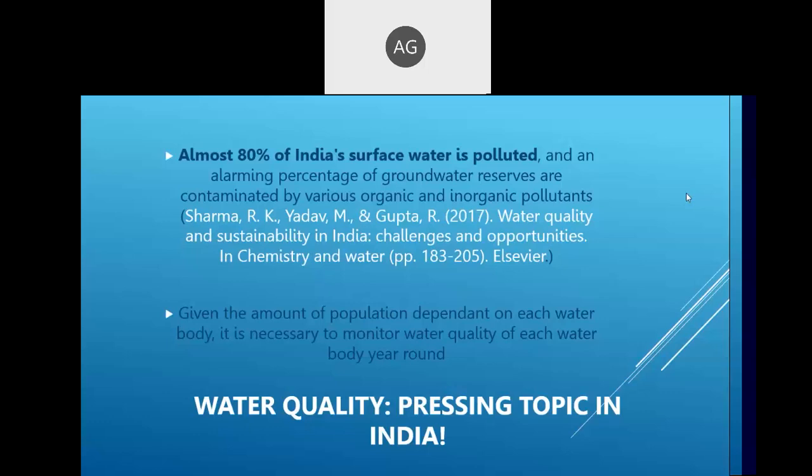So if I give the example of Pune city itself, there's a population of 70 lakhs, and five major reservoirs provide water to this city. So that still makes about 14 lakh people dependent on one reservoir. So, given the amount of population dependent, it is necessary to monitor the water quality of each water body the year round. That is why this is a very pressing topic in India, and it's going to get more and more pressing in the future.